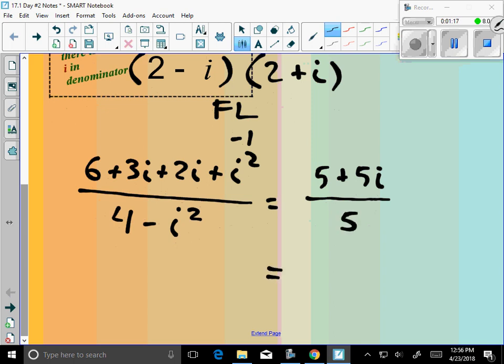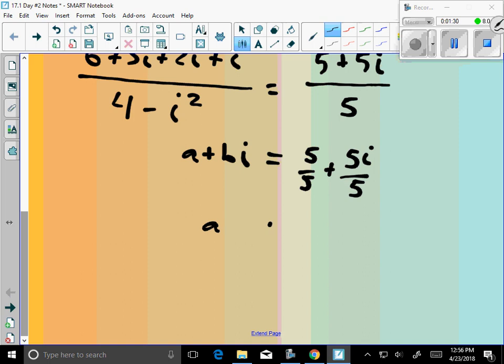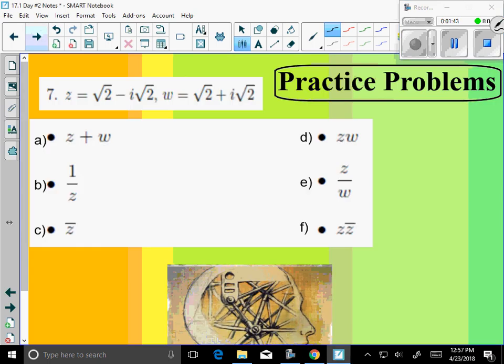So this number in a plus bi form is 5 over 5 plus 5i over 5, which we could then rewrite. Oh, see how I use that? That's cool. 1 plus i. There we go. There's our complex number in a plus bi form. Let's continue with our lesson, children.